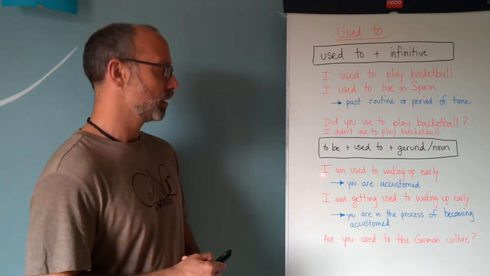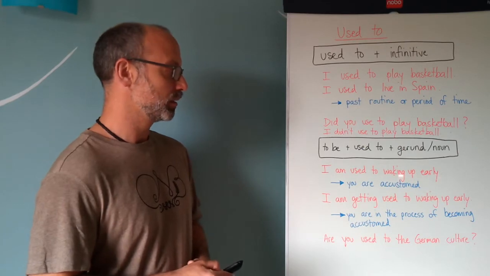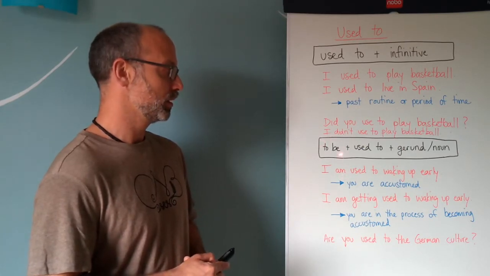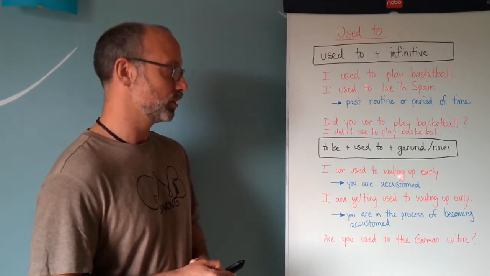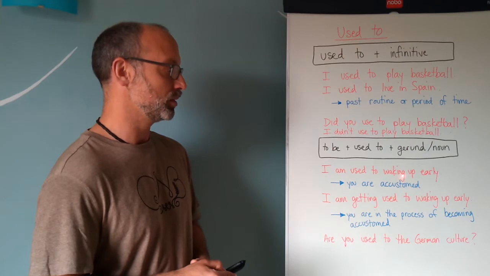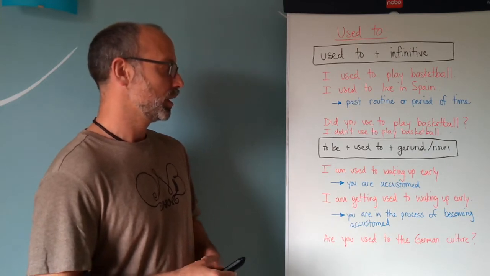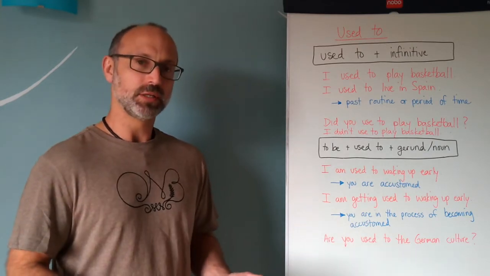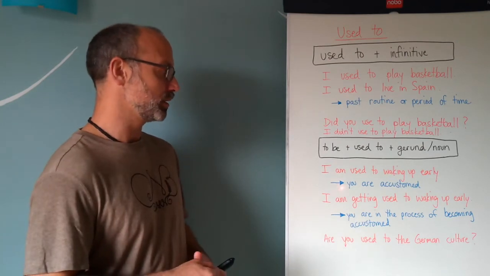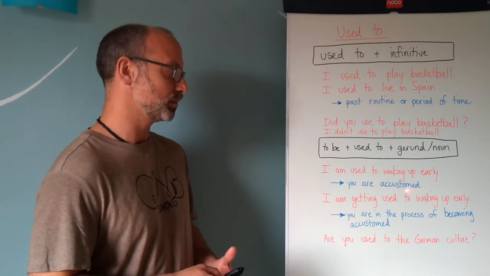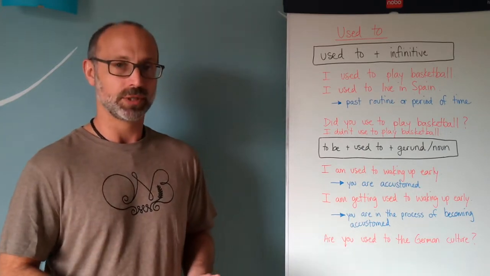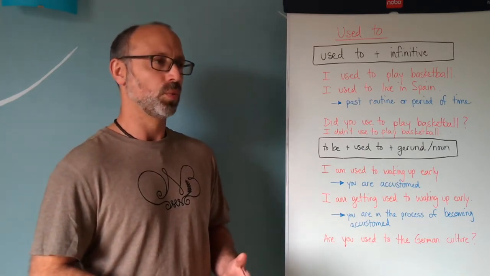So, I am used to waking up early. The same structure as we have in this box: the verb to be, used to, and the gerund. This is a phrasal verb, but it's in the form of gerund, ing. So, I'm used to waking up early. What does this mean exactly? If we say this, then what we're saying is that I am accustomed to waking up early. So, why use it?